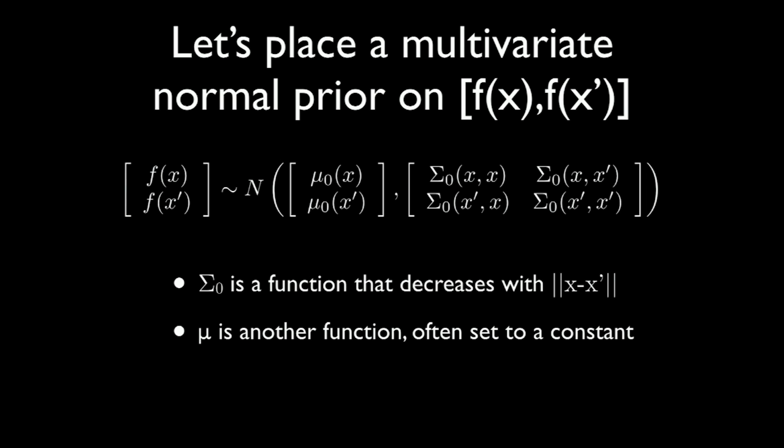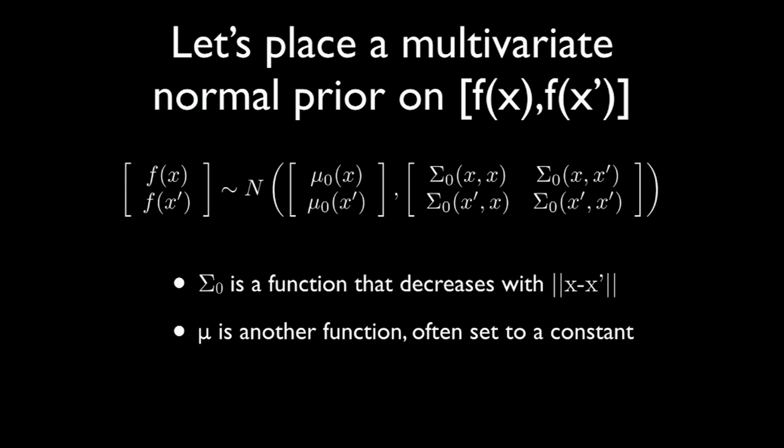And then I have another function called sigma 0. People call this the kernel, or the covariance function. It takes 2 arguments, and typically it's a function that's going to decrease when the difference between its 2 arguments gets bigger. So it decreases as this thing gets bigger. And you'll see in a moment why that's true.